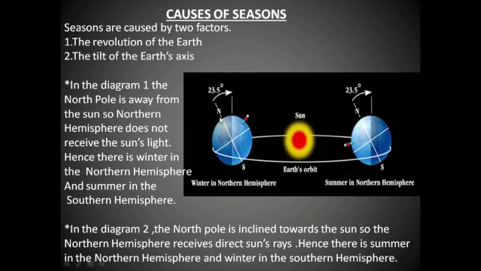Here we can see the North Pole is away from the sun. It doesn't receive the direct rays from the sun. So the places in the North Pole or Northern Hemisphere have winter, whereas the places in the South Pole or Southern Hemisphere have summer. As the earth revolves and comes to the second position, here we can see the North Pole is facing the sun. So it receives the direct rays from the sun and hence experiences summer. Whereas the Southern Hemisphere is away from the sun and has winter.